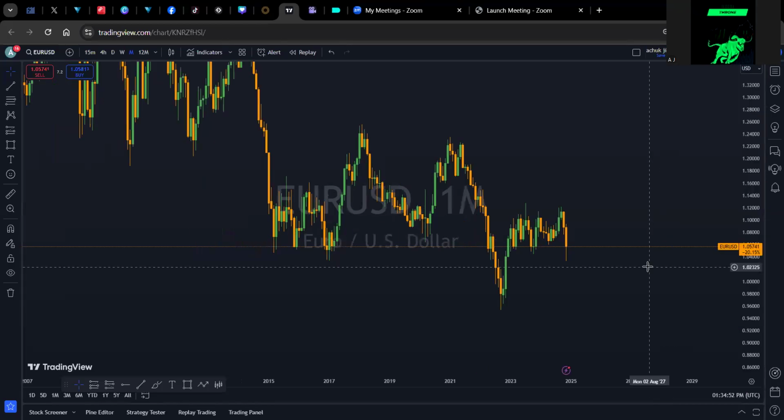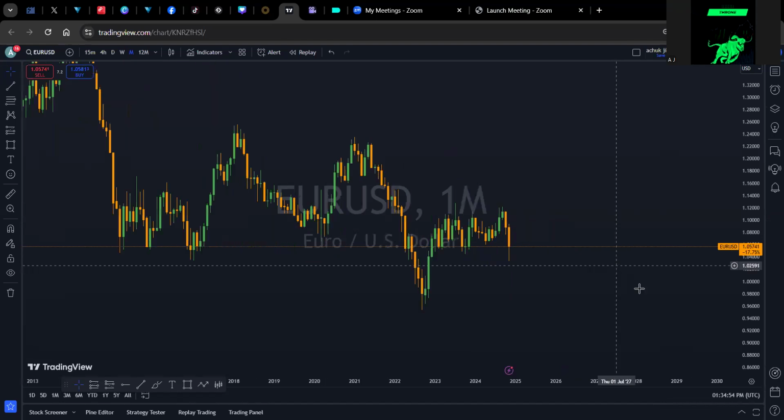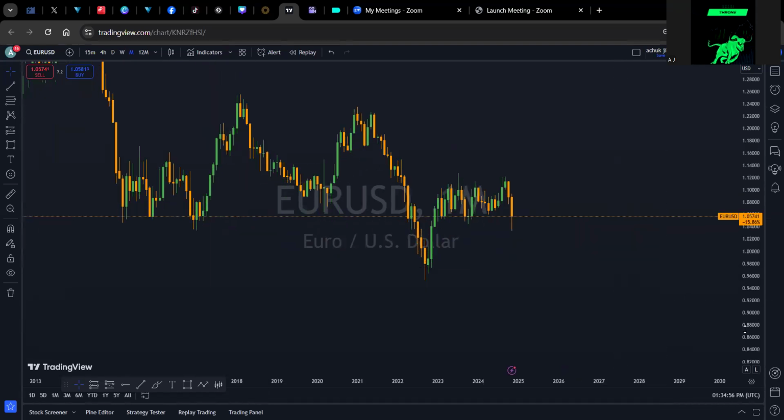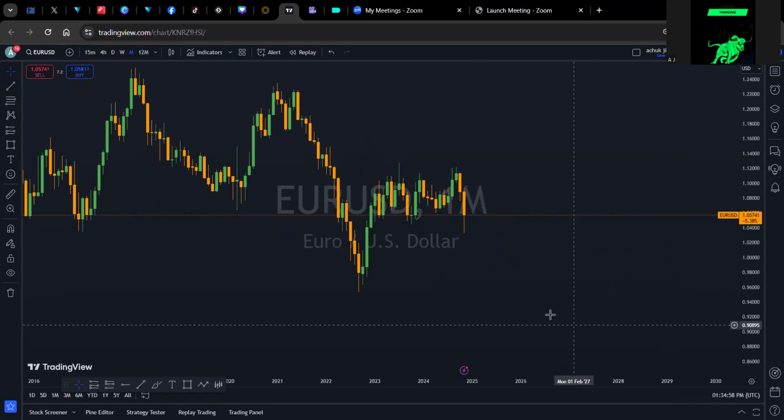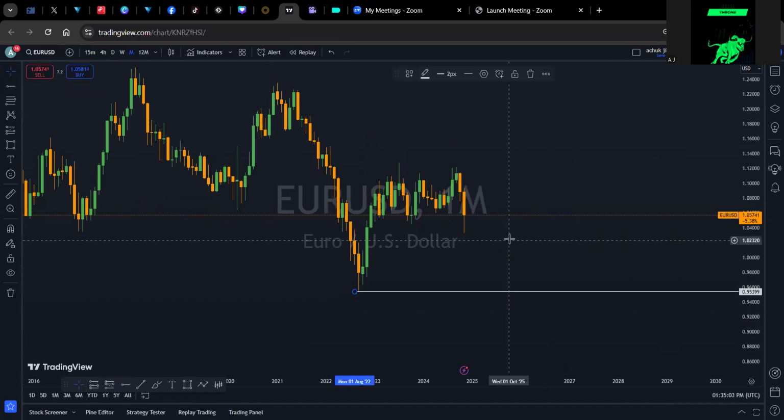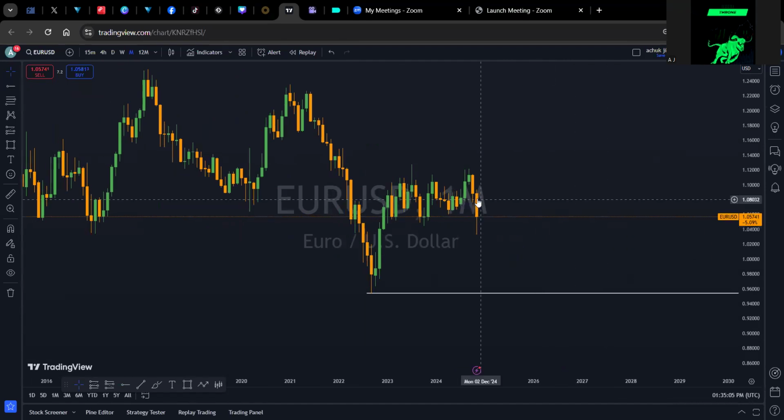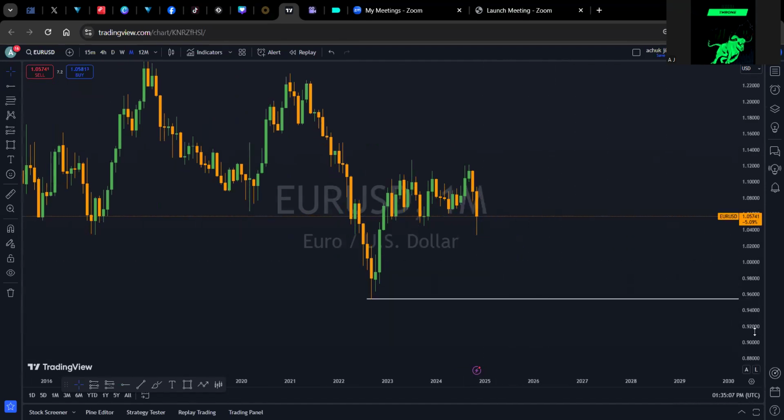So we're looking at Euro USD from the monthly time frame. We just want to analyze it and see our possible trading opportunities. Looking at it, you will realize this is our low, and that will be our potential support in case price pulls back into this region here.